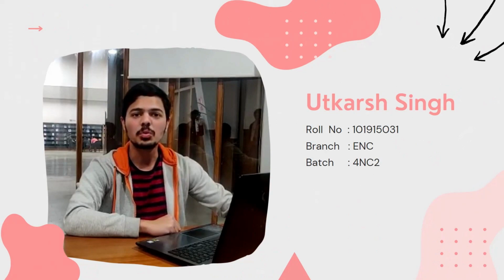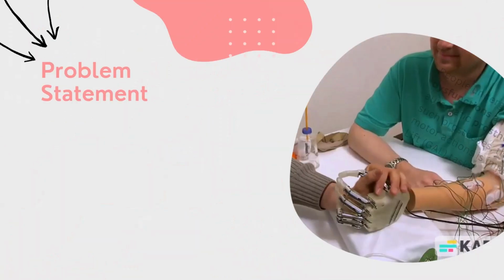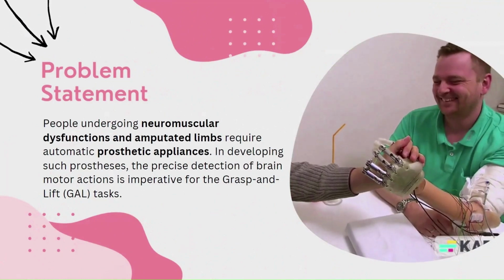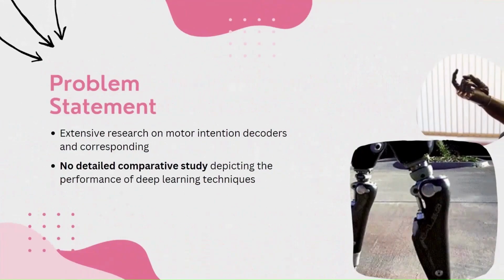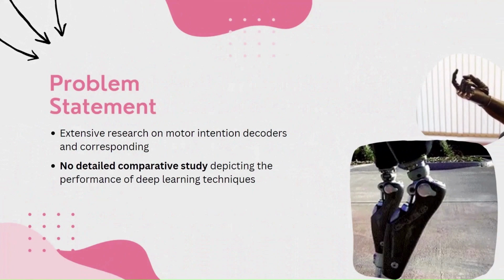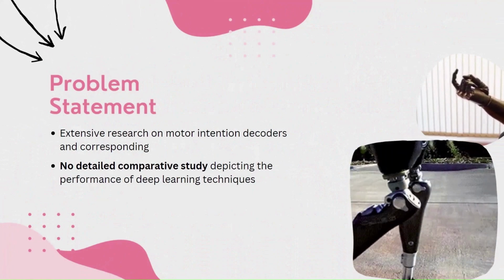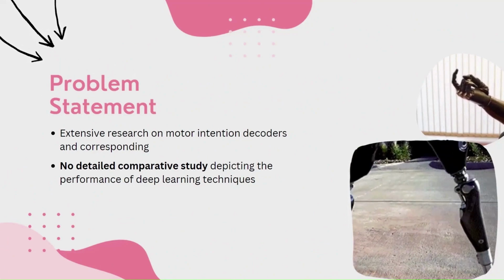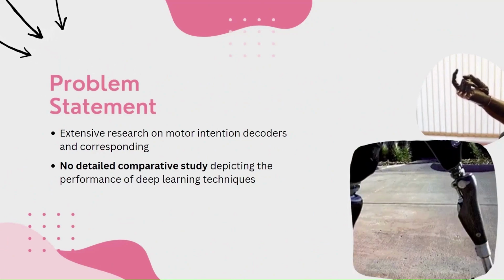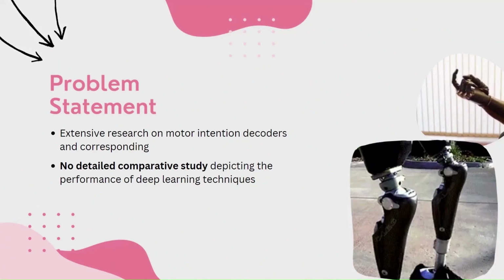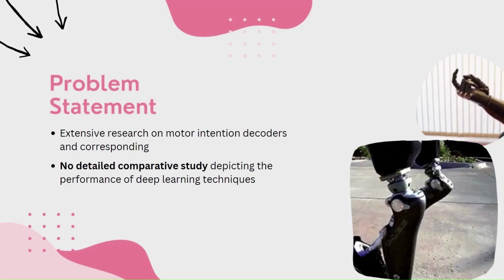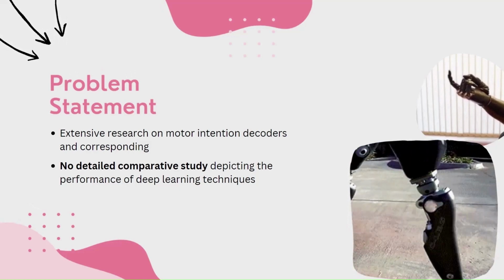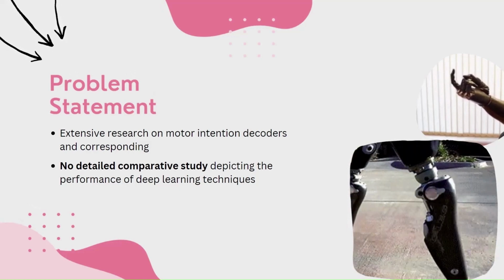Now, let's move into the depth of the project. There has been extensive research on motor intention decoders and the corresponding brain computer interfaces, but no detailed comparative study depicting the performance of deep learning techniques on a grasp and lift dataset exists so far. By bringing out the best possible model for classification of the standard GAL dataset, we hope to clear the skepticism surrounding the performance of various deep learning techniques.